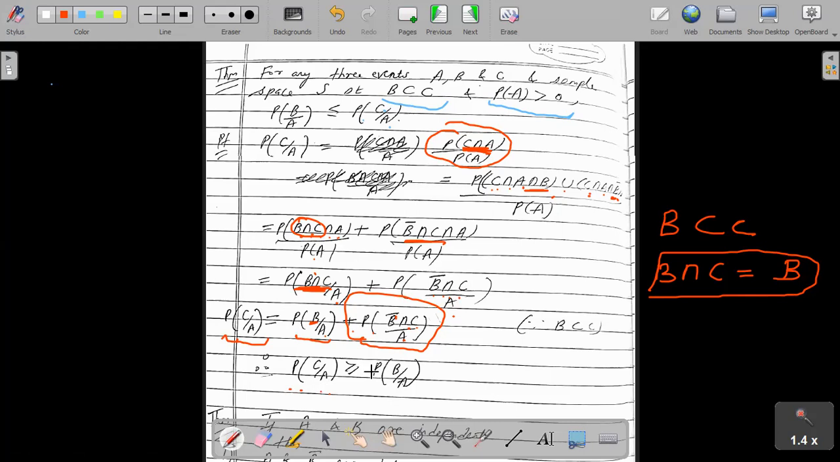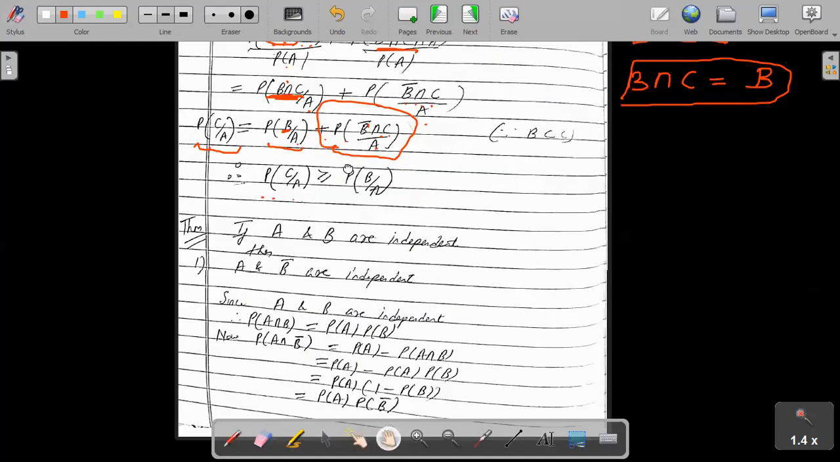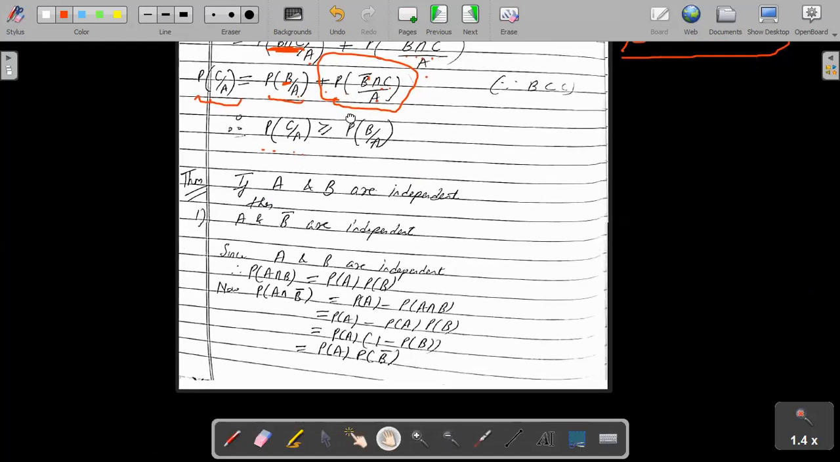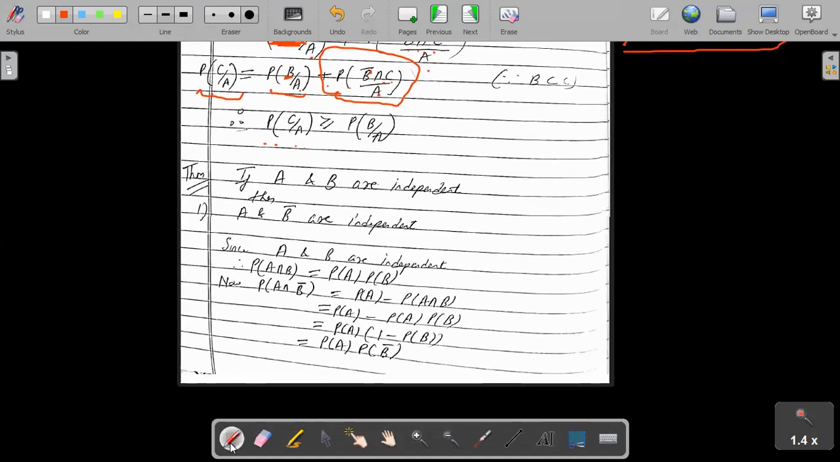So Bayes theorem, let's see. Okay. So these questions are important. So if A and B are independent events, so जैसे ही independent events आए आपके दिमाग में एक चीज आनी चाहिए, probability of A intersection B is same as probability of A into probability of B. So this should come in your mind, right?